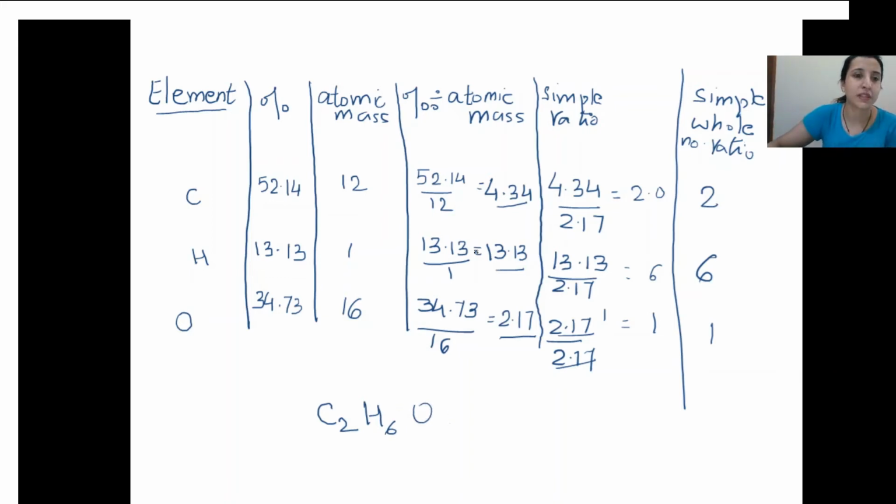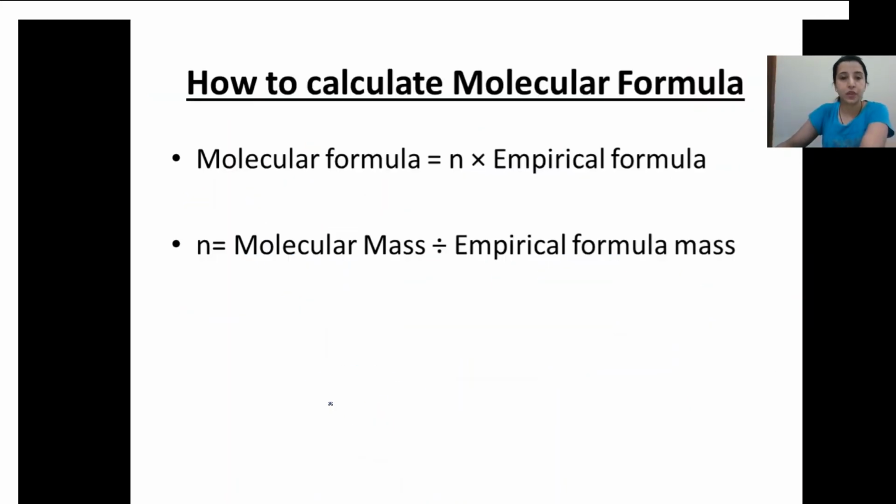You just have to remember this table: element, percentage, atomic mass, percentage divided by atomic mass, simple ratio. That's all. And your empirical formula comes out to be C2H6O.